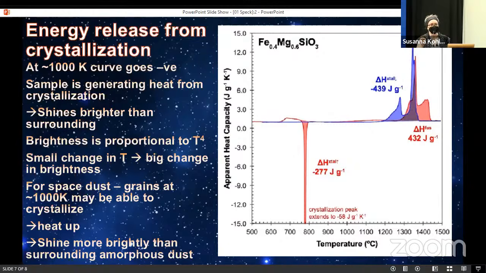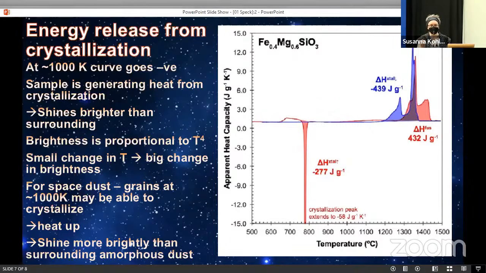And that number that you see, the delta H crystal, that's enthalpy, that is actually the amount of energy per gram that is being produced. So you can see that there's a lot of energy being produced by this process. And because the brightness of something is very dependent on the temperature, it actually goes as T to the 4th power. So a small change in temperature has a big change in the brightness, and that's why you saw that big brightening in the video.